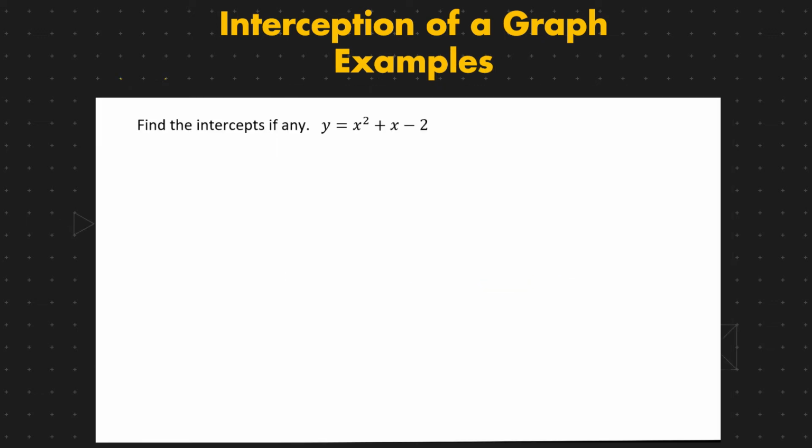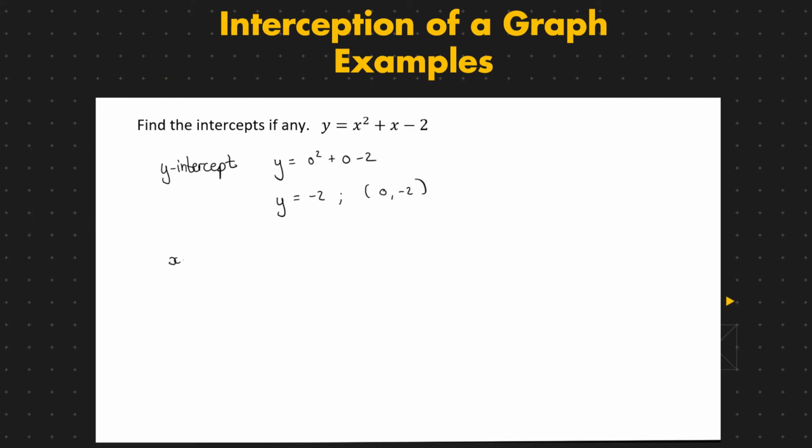Let's look at the following example together. Here it asks us to find the intercepts, if any, and we were given the function y is equal to x squared plus x minus 2. So remember, when we find the y-intercept, we will let x be equal to 0. So we will have y is equal to 0 squared plus 0 minus 2. So our y-intercept will be at y is equal to -2. So that will be the point (0, -2).